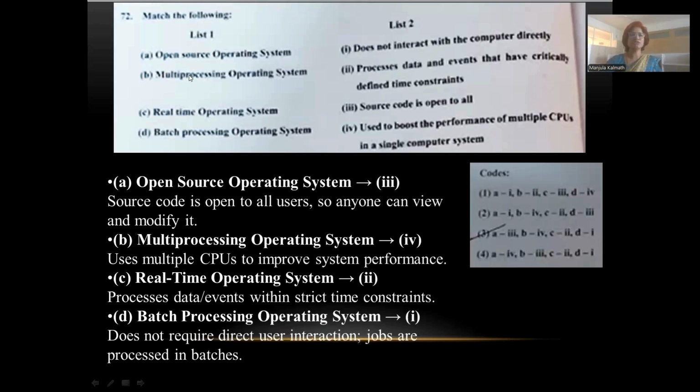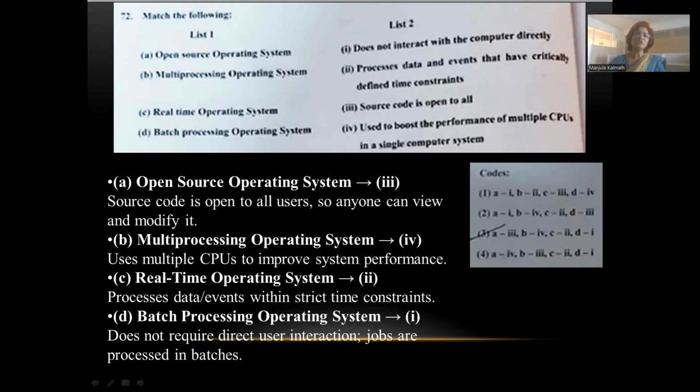The next question is match the following. So here we have an open source operating system. As the name itself gives the identity, the source code will be open for all the users. Users can access it without any restriction. They can also modify the source code. That is possible here. And then multi-processing operating system.